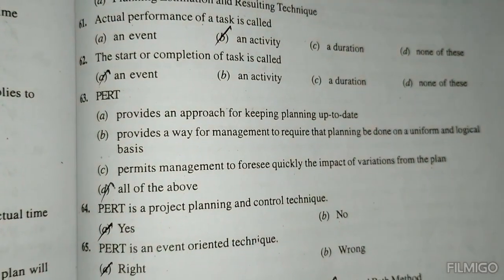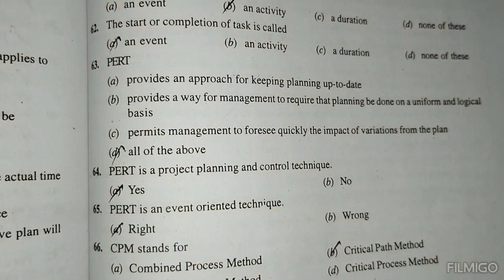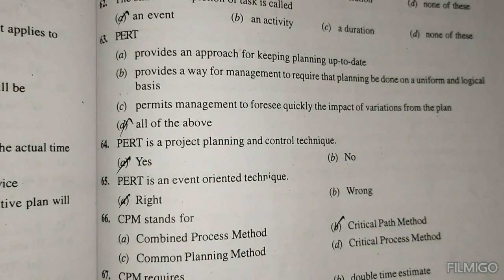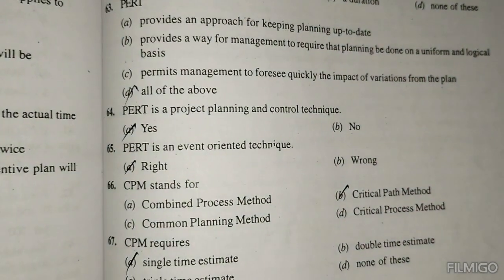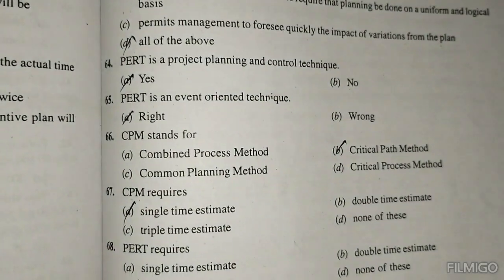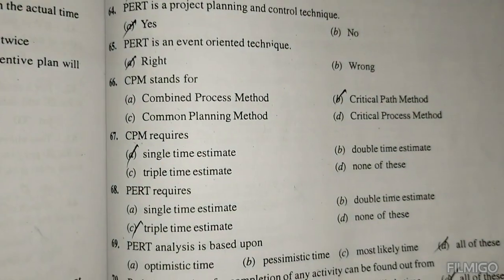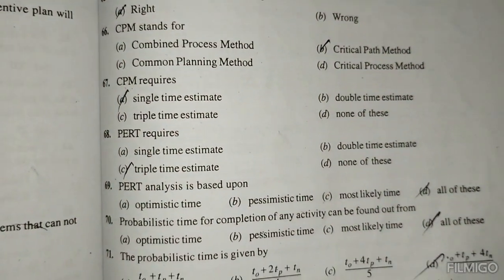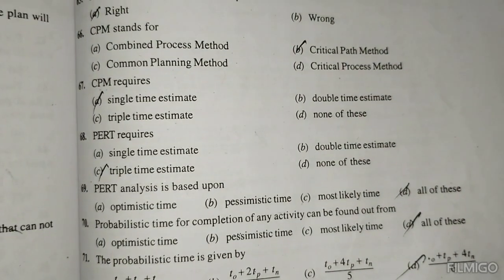PERT is a project planning and control technique. PERT is an event-oriented technique. CPM stands for Critical Path Method. CPM requires a single time estimate. PERT requires triple time estimates. PERT analysis is based upon all of this.